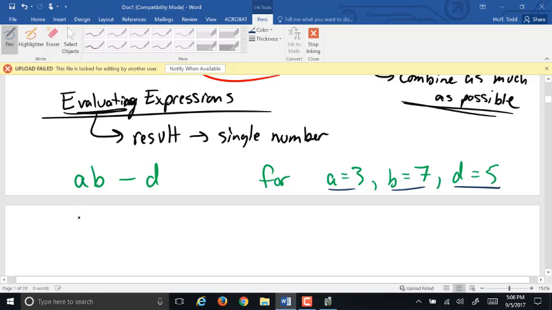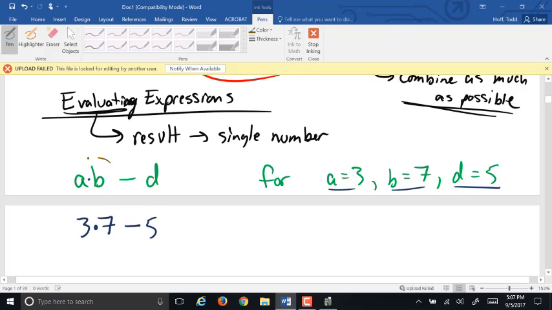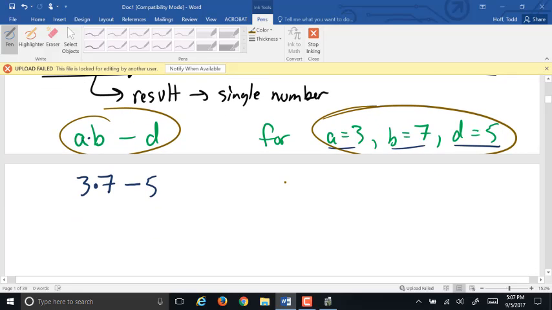So A becomes 3. Now we know AB implies A times B, so it'll be 3 times B, which is going to be 7, and D is going to be 5. So once we have replaced each variable with the numerical value, it simply becomes order of operations. 3 times 7 is 21. 21 minus 5 is 16.